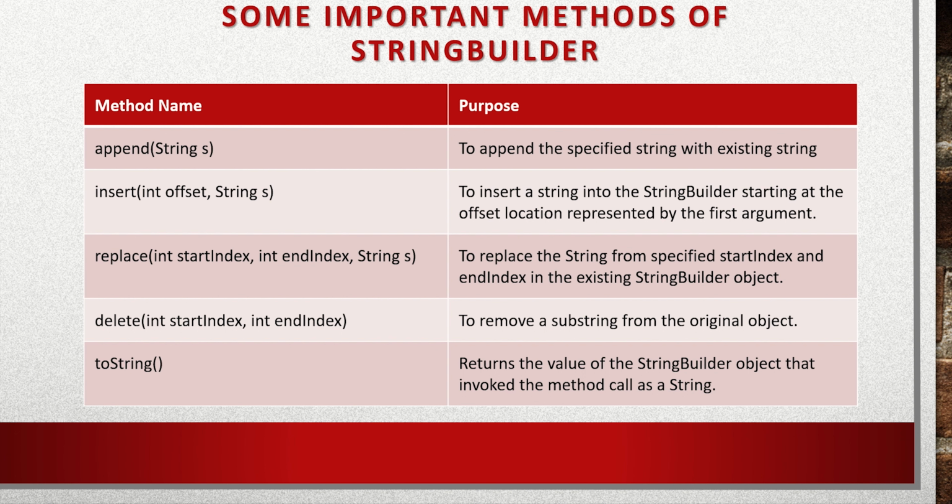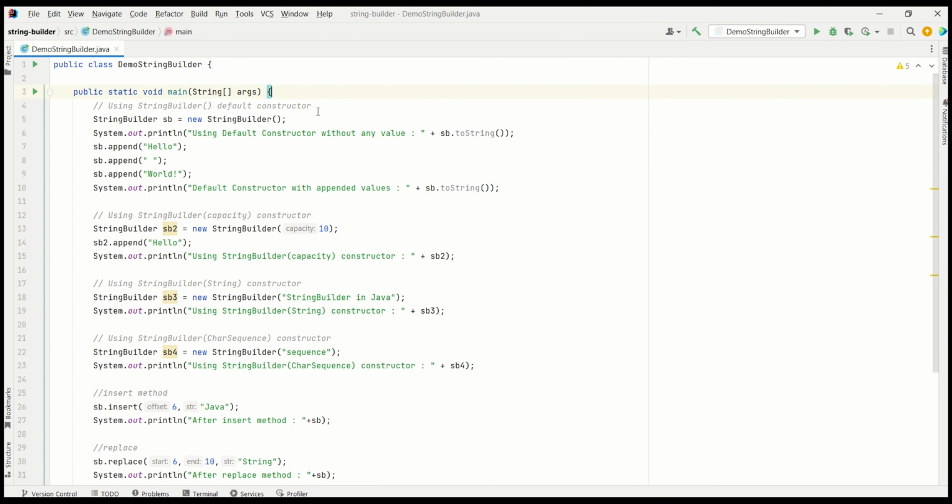toString returns the value of the StringBuilder object that invoked the method call as a string. Let's look at some examples.